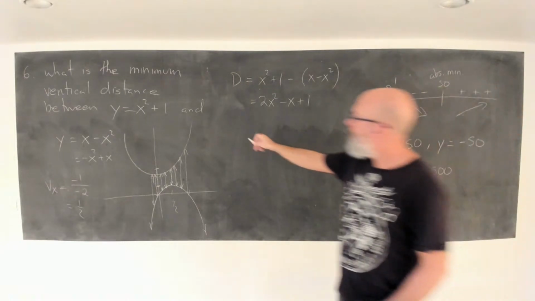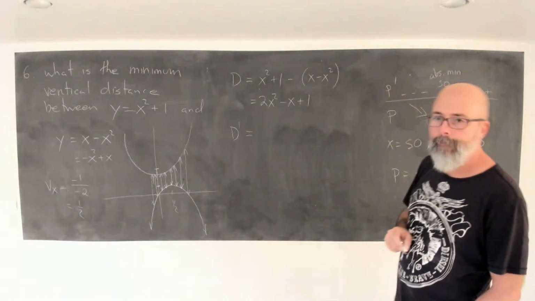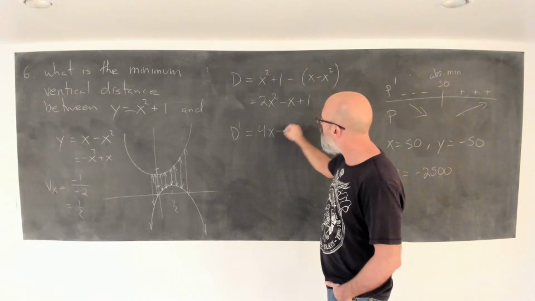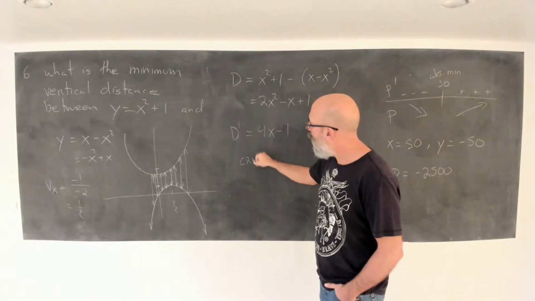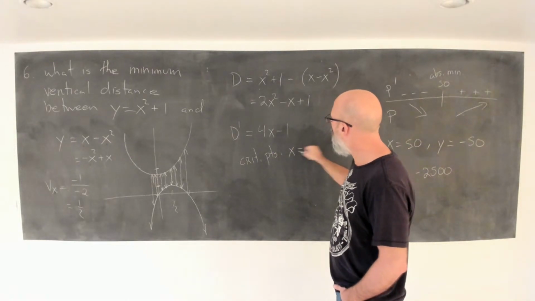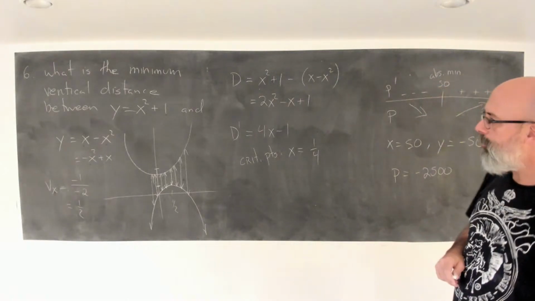So there it is. Differentiate. What is the derivative? 4x minus 1. Critical points can easily be read off. X is easily seen to be 1/4.